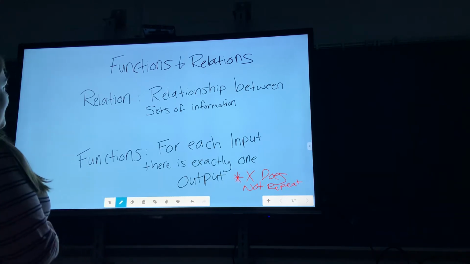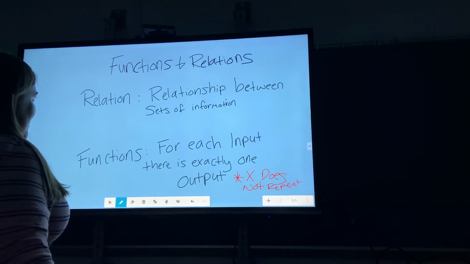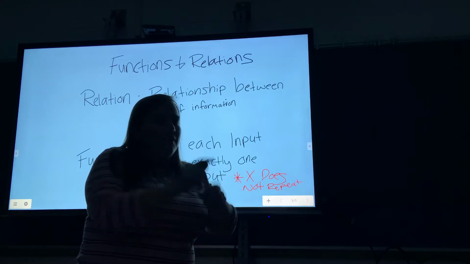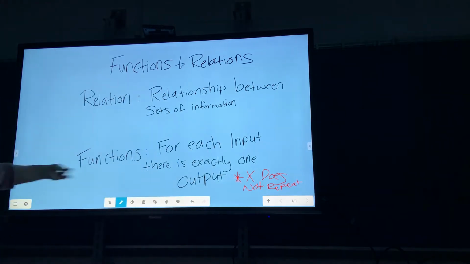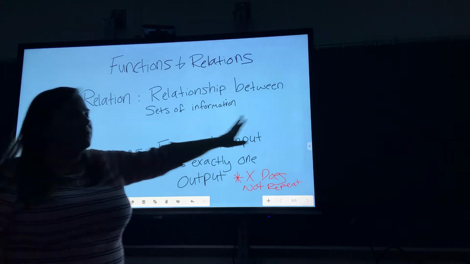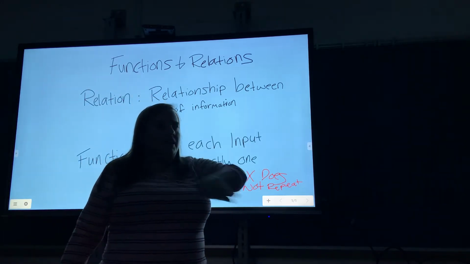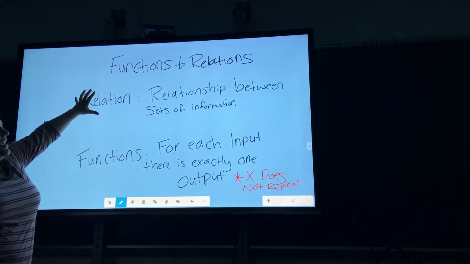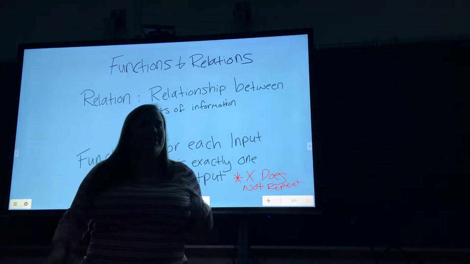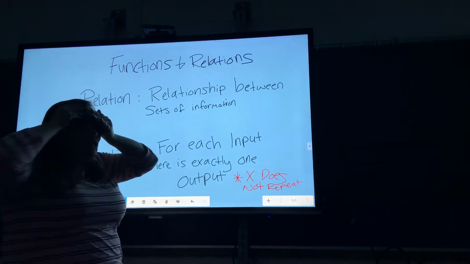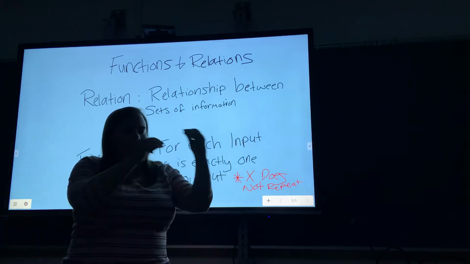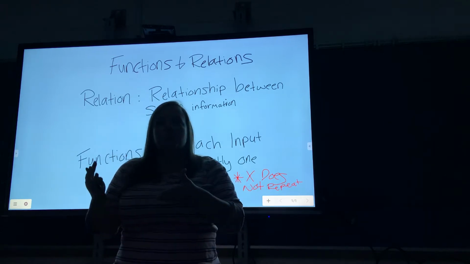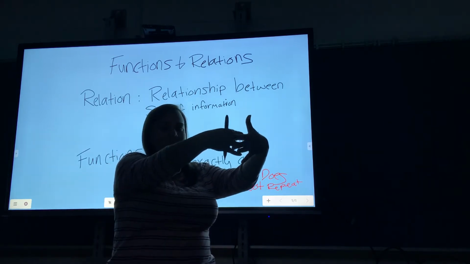So in algebra, functions and relations, it's kind of nice because at first you don't have to do any solving. A relation is a relationship between a set of information, and there's a few different ways it can be presented, and I'll do that in a minute. And then a function is a type of relation. I found some notes that called it a well-behaved relation. So like every relationship you have is not a good one. So a function, like a functional relationship.